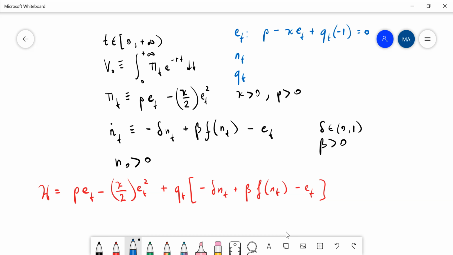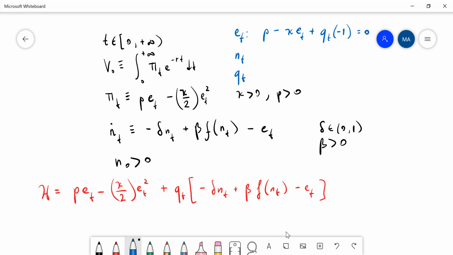So then you have your state equation. State equation is just here. So let me just say that this is your state, right? Then you have the costate. Costate is what?